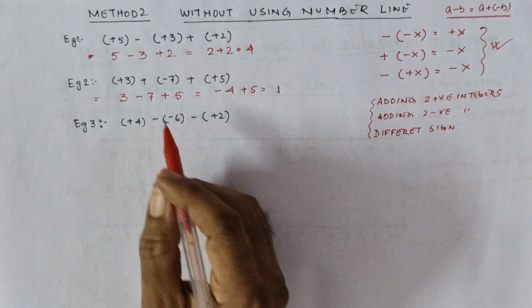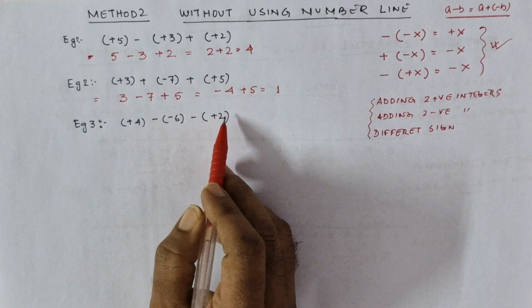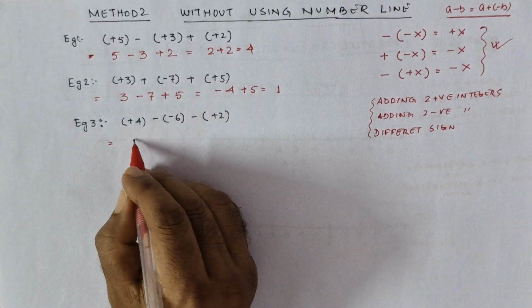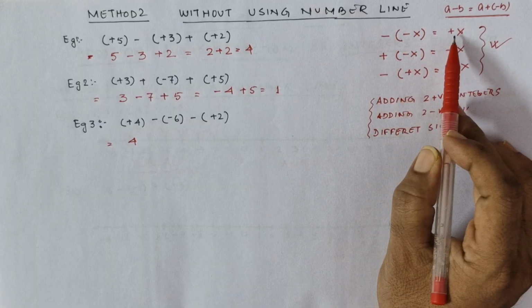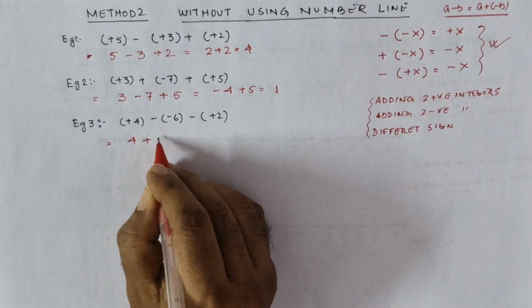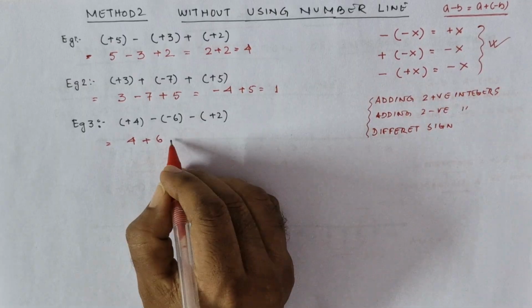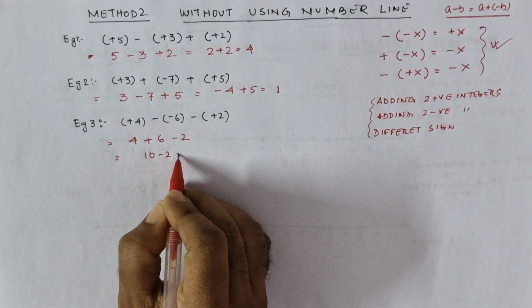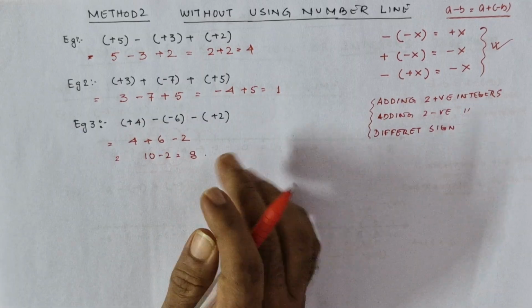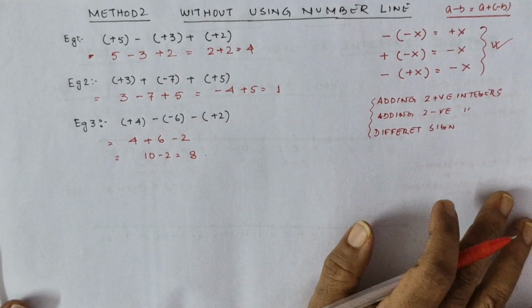Simple. Let's take the third one also. Plus 4 minus of minus 6 minus of plus 2. So plus 4 will be plus 4. Minus of minus 6 is plus 6, positive 6. Minus of plus 2 will be minus 2. So 4 plus 6 will be 10, and 10 minus 2 will be 8. Got it? So this was for class 6.